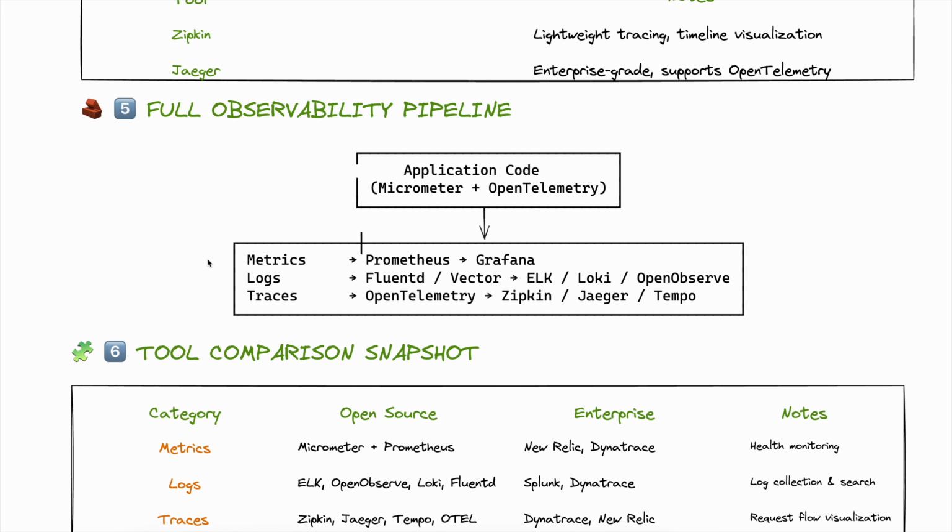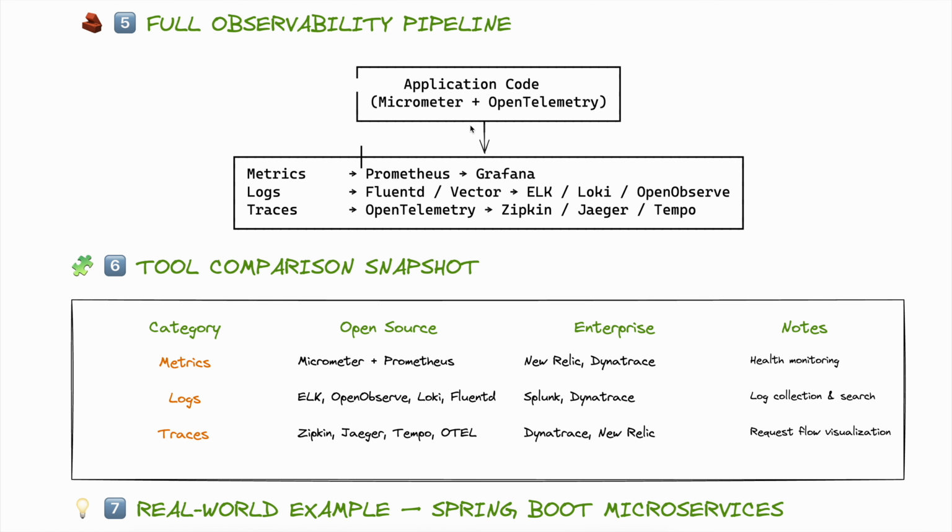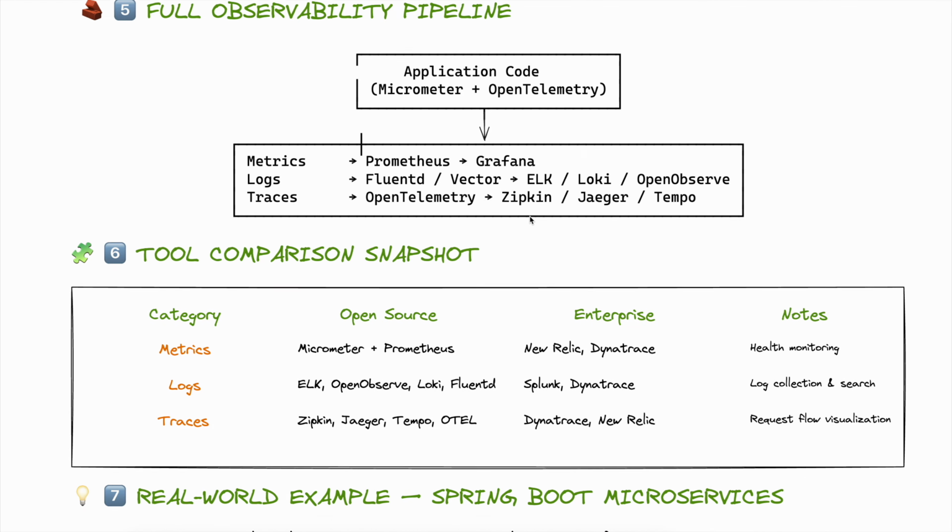So now let's take a look at the full observability pipeline. Let's say we have an application, and in the application code, we are injecting Micrometer, or, let's say, OpenTelemetry is another option. For the metrics, again, we are using Prometheus and Grafana. For the logs, we have a lot of options. Let's say we are using ELK, and for the traces, we are using Zipkin.